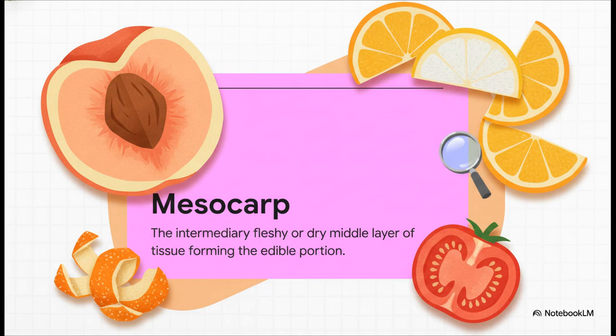Moving one layer deeper, we find the mesocarp. Meso meaning middle. This is the intermediary layer of tissue sitting right between the outer skin and the inner core. In a lot of the fruits we absolutely love, like peaches or tomatoes, the mesocarp is that thick, fleshy, juicy center. Basically, the main edible portion. But here's a really fascinating contrast. In citrus fruits, the mesocarp is actually that spongy white pith, called the albedo, that you usually have to peel away and separate before you can even eat the fruit. Fun fact, it's also the exact part of the citrus used to make succade, or candied peel.